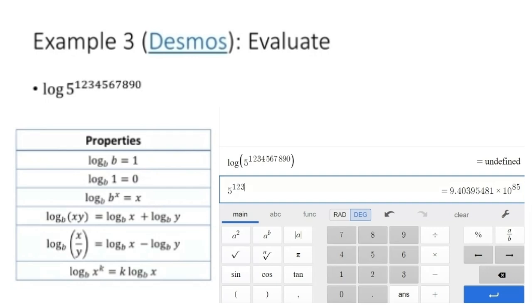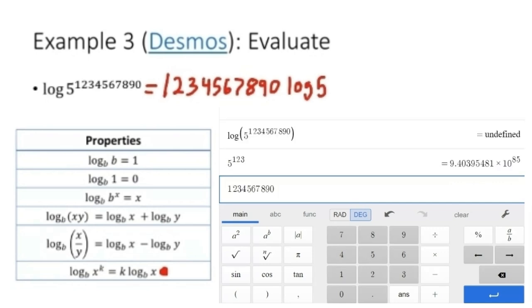So how would we be able to evaluate this logarithm? Thanks to our power rule of logarithms, we can take this power and bring it to the front of the log. And now instead of trying to do 5 raised to this massive power, I can do this massive power times log of 5. So now let's type this into Desmos. So first we have the 1, 2, 3, 4, 5, 6, 7, 8, 9 times log of 5.